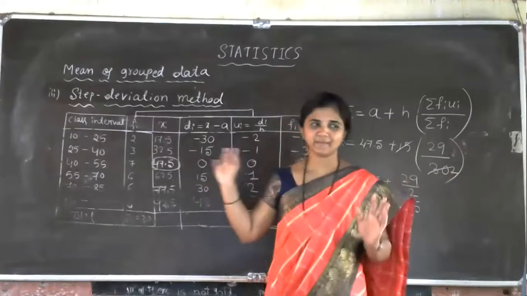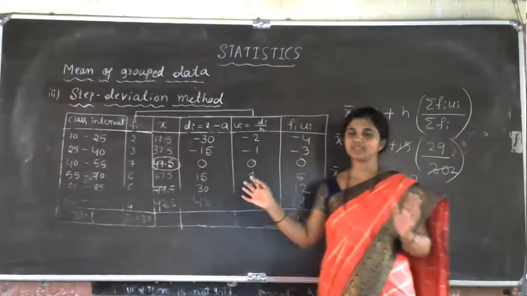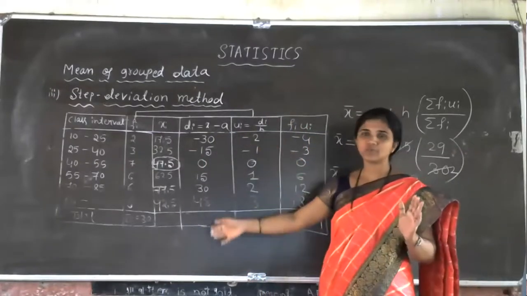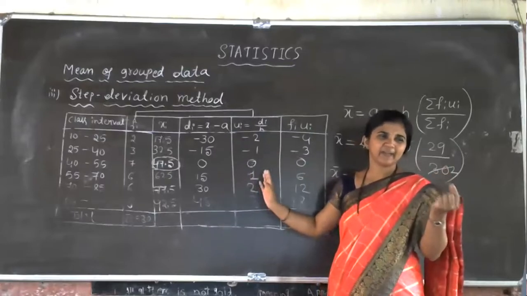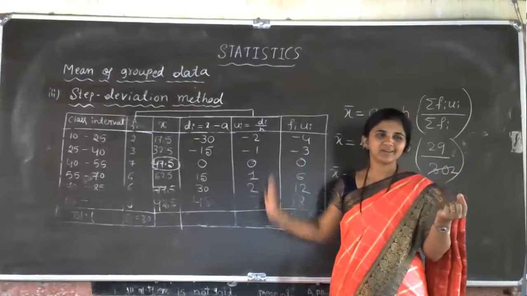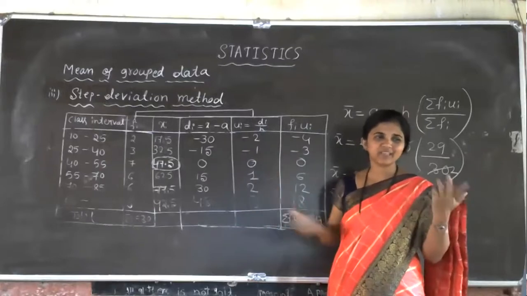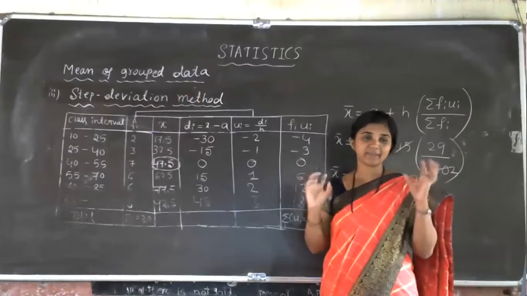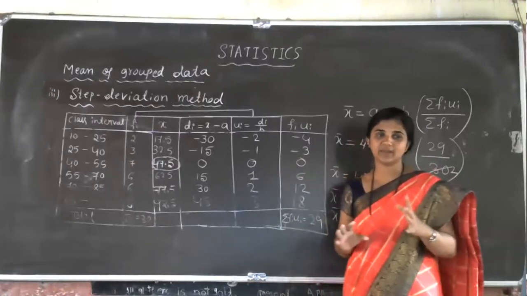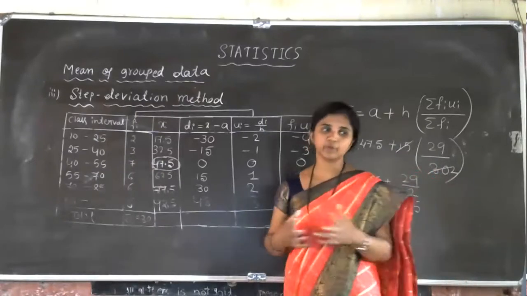The step deviation method is more comfortable because, compared to the assumed mean method, you are only dividing by a small number. So the calculation becomes very easy. That's why the step deviation method is a reliable, accurate method to get the mean of grouped data.